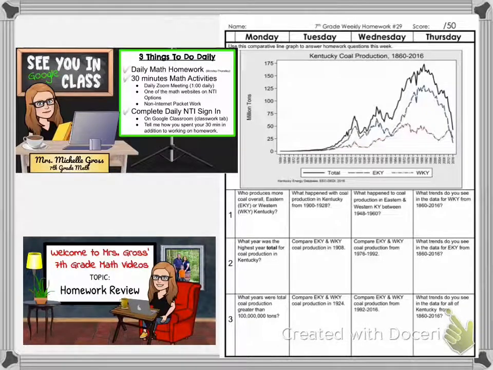Today we're going over homework number 29, Wednesday. We're using the same graph that we've used all week. And before we get started, I just want to remind you of a couple things.